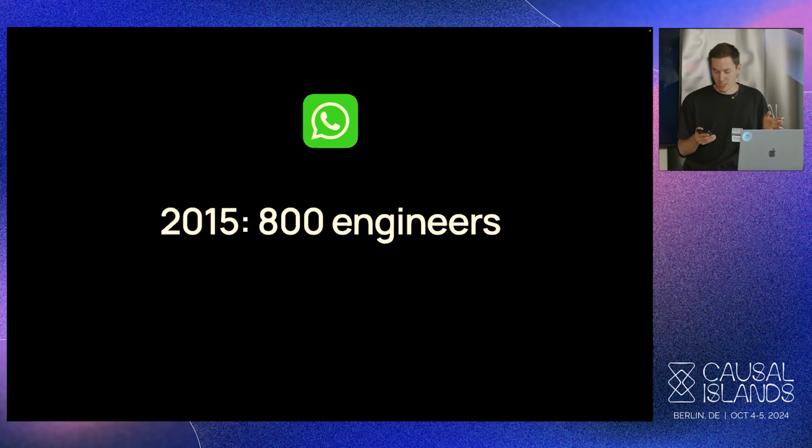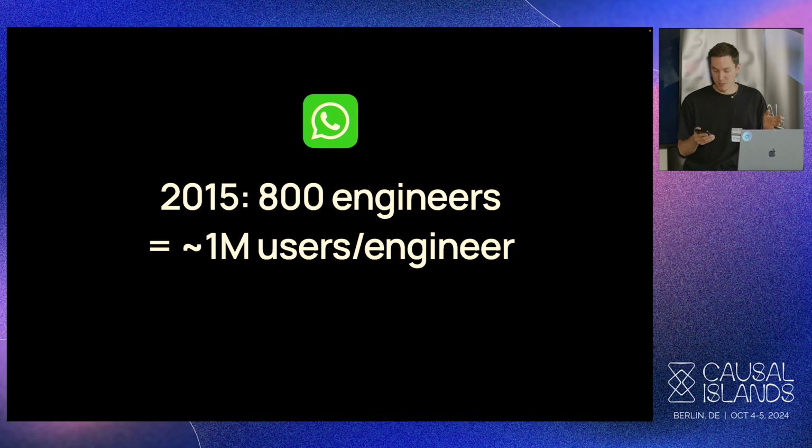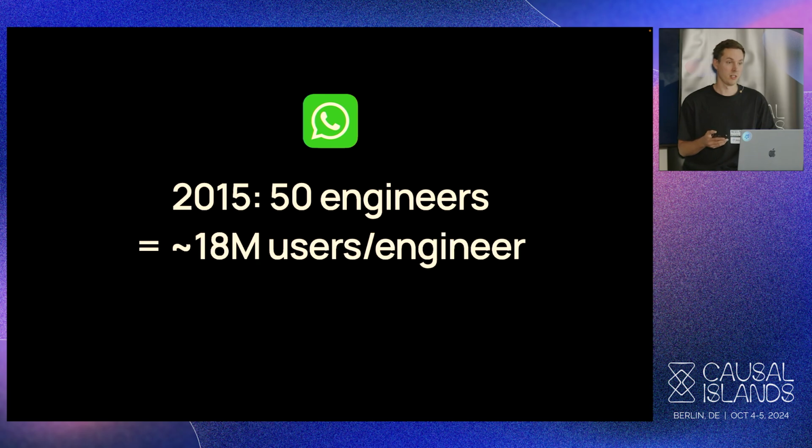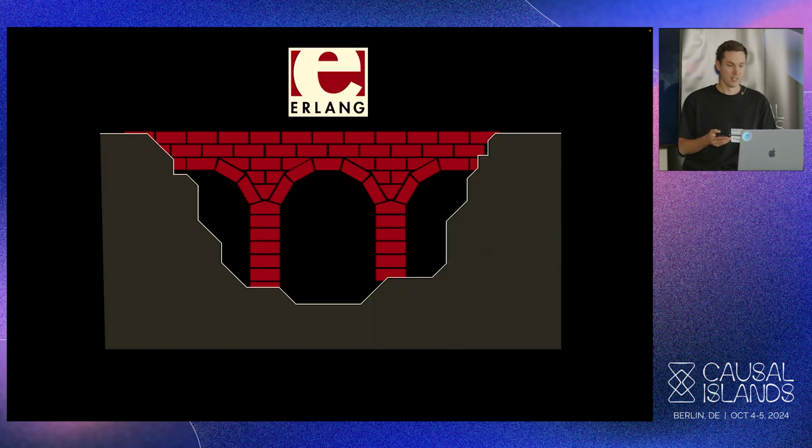Well, it's about 800 engineers, which is like 1 million users per engineer. Like most of you are engineers. Imagine being responsible for code that's used by 1 million users and that working well at scale. Except I lied actually, and it was just 50 engineers, or like 18 million users per engineer. That's because Erlang is a really tall abstraction, or actor systems in general.